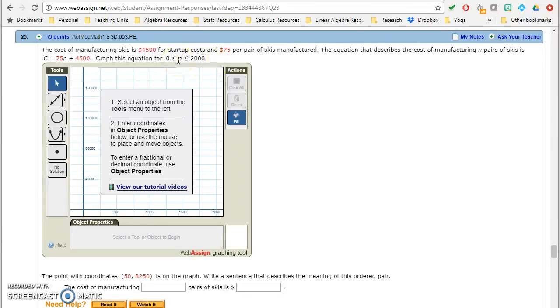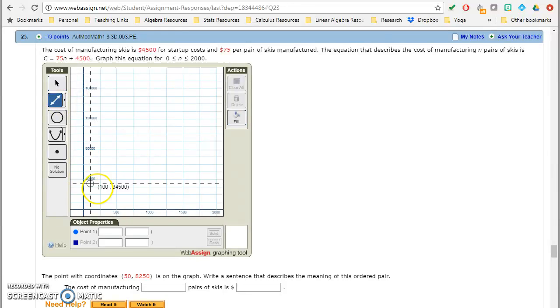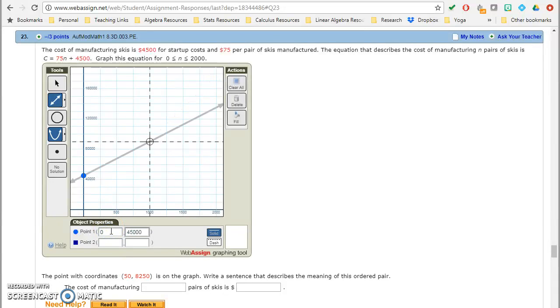This is the most important part in what students are missing. There's no such thing as having a negative amount of skis. A lot of students are coming in here and using just the default line, and they're putting in the first point at, and remember, you don't have to use this, I can actually just type this in. At 0, we're at 4,500. That's the base price.